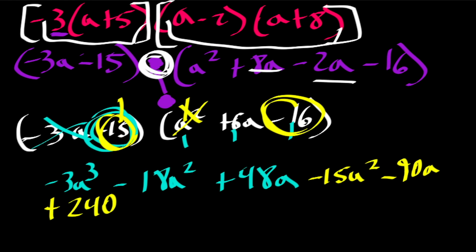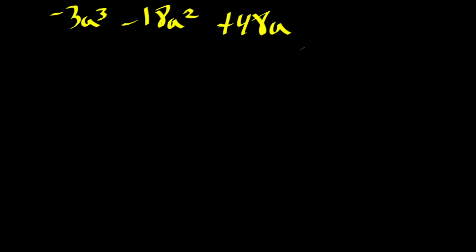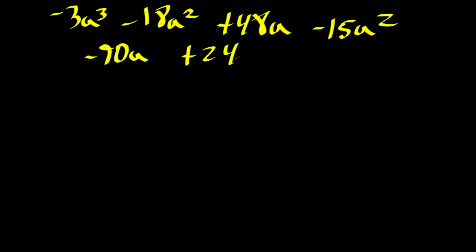So now, I'm going to rewrite this just so you can see it, but here's what I get when I do all of that multiplication. I get negative 3a to the third minus 18a squared plus 48a minus 15a squared minus 90a plus 240. Now, that is a lot, so it looks like a lot, but here's what I want to make sure I do. I just want to make sure I combine like terms.